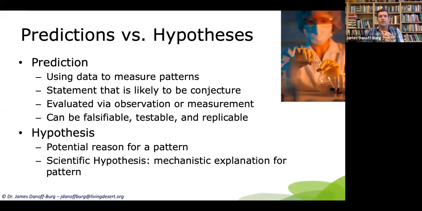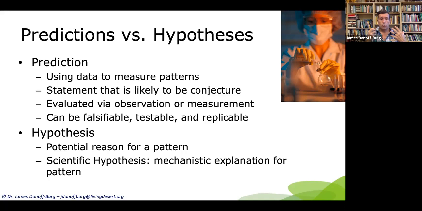So we've been talking about predictor variables and response variables. Let's set aside those two terms. What we want to talk about now are predictions, which are different from a predictor variable. Predictions and hypotheses, right? A prediction is, in a general sense, a situation where we use some prior knowledge, some data, to measure some things and make a statement about what is likely to happen. And that statement is, of course, conjecture. It's guessing. It's not certain. We don't necessarily know it's going to work that way.